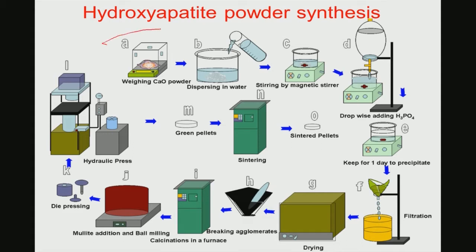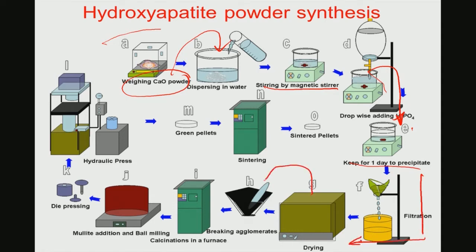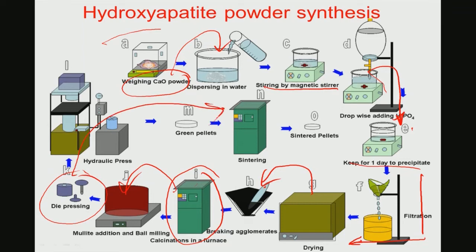For the hydroxyapatite powder synthesis, you start with the calcium oxide powder, then disperse it in water and stir it in a magnetic stirrer. Then you add the phosphoric acid drop by drop. After that you keep it at least 1 day for precipitation and filtration. After that you dry these hydroxyapatite powders, break the agglomerates, and then calcine in a furnace. After that you add a certain second phase, make the compaction by die pressing, and after die pressing it goes to the sintering furnace again.